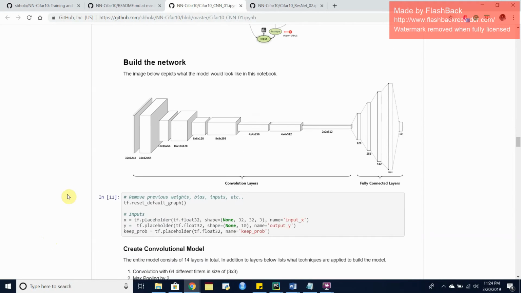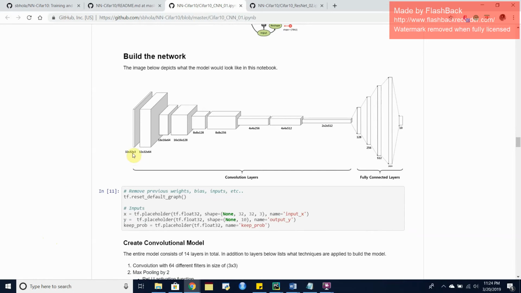Now let us look at our convolutional neural network architecture. The entire model consists of 14 layers in total. The input layer is 32 by 32 with 3 channels: red, green and blue. We feed this input layer to a convolution with 64 different filters of size 3 by 3, followed by max pooling, ReLU activation and batch normalization.